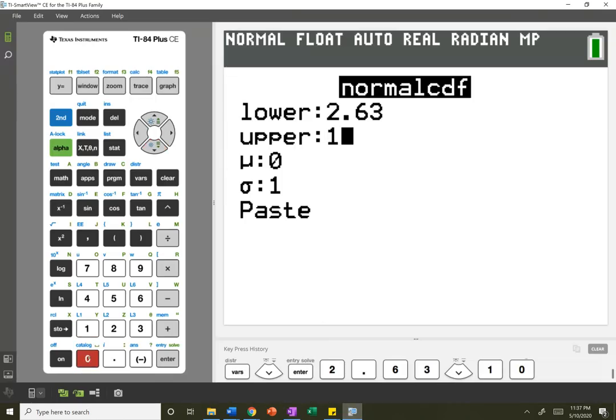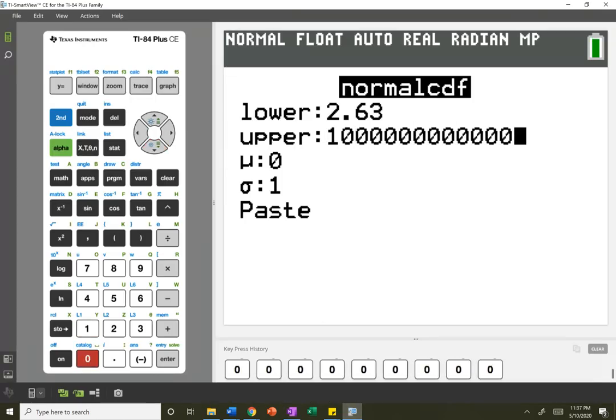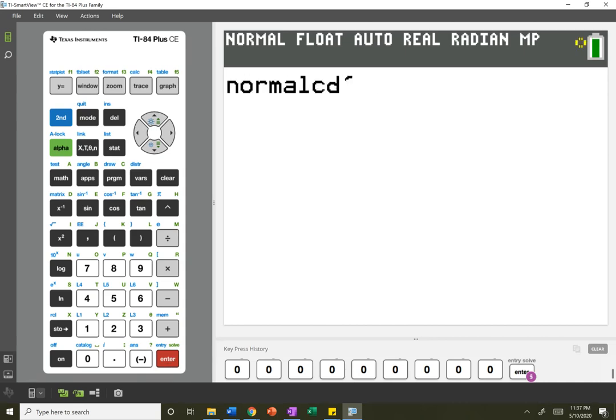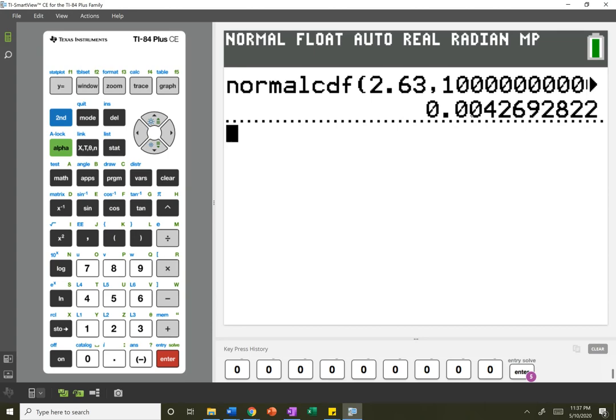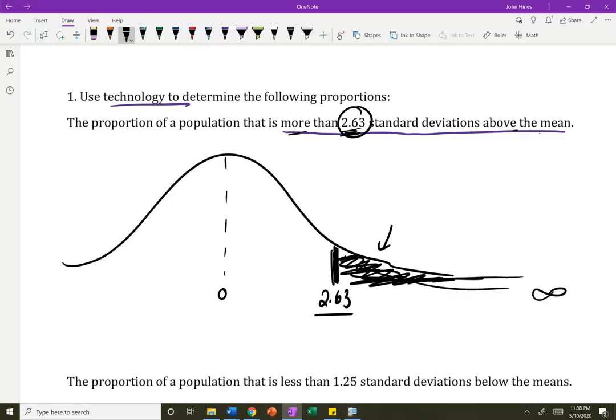So the way that we're going to do that is we're going to type in a really big number, 1 followed by a lot of zeros. Doesn't matter how many zeros you get. As long as you have a couple zeros, you're good to go. And you're going to enter, enter, enter, enter, enter, and then enter one more time. That's your proportion. So 0.00437. So how much did I shade here? 0.004342. So less than 1% of the population is above 2.63. That's how our technology works.